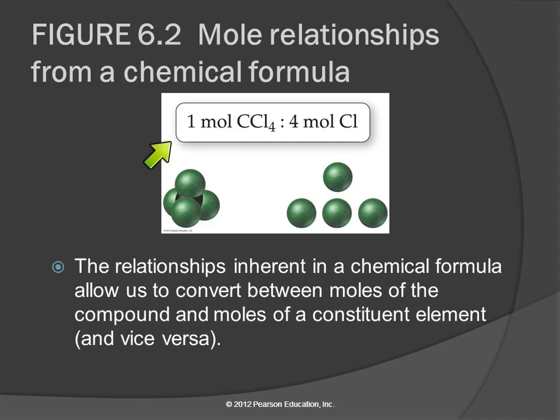So relationships like this are inherent in the chemical formula. They're hiding in the chemical formula. 1 mole of CCl4, there's 4 moles of chlorine in there. And this allows us to go from moles of compound to moles of element, or from moles of element to moles of compound.